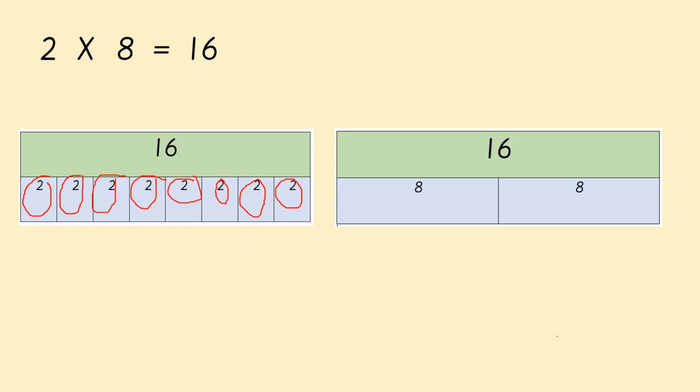Whilst this is mathematically correct, it does not represent the calculation given. This representation shows 8 times 2. Our multiplicand is 8, and we are multiplying it 2 times.